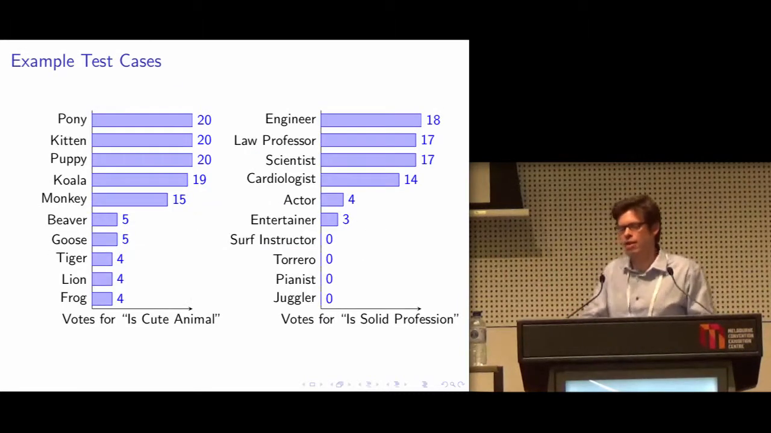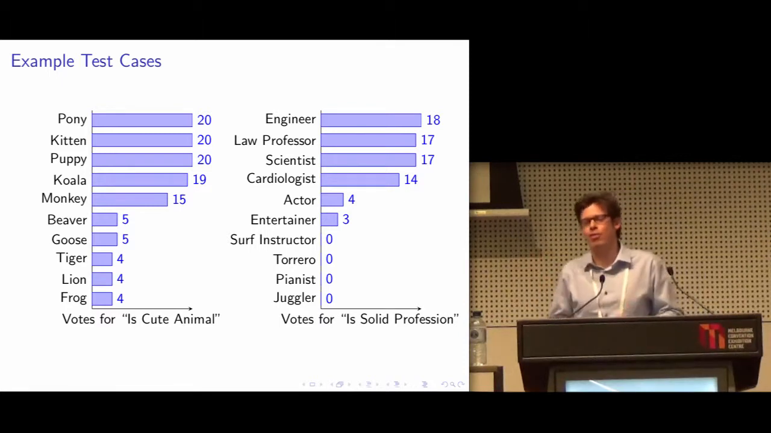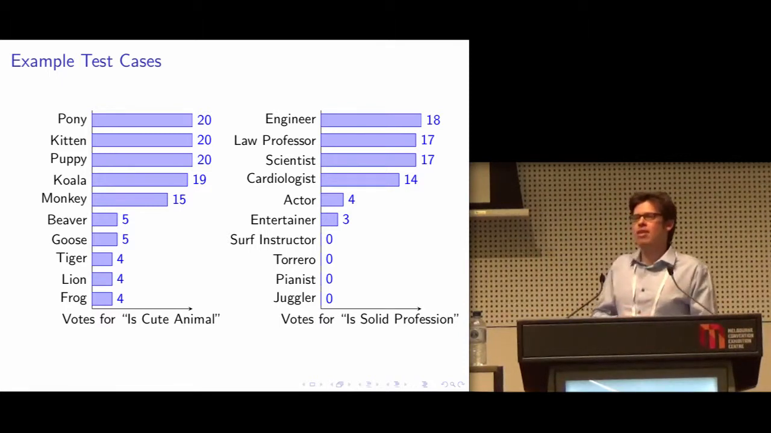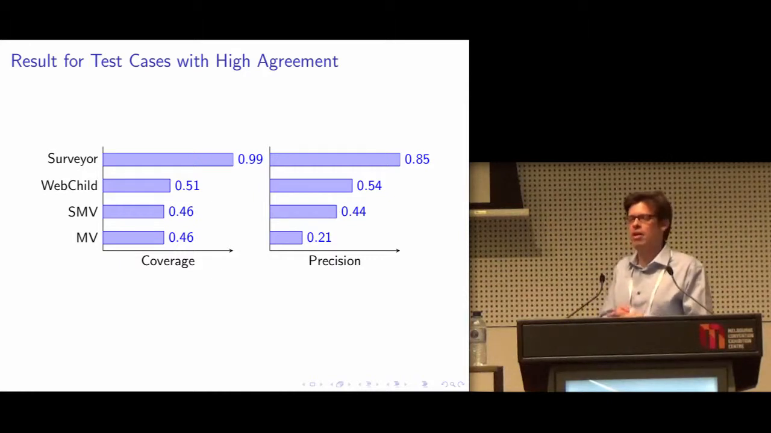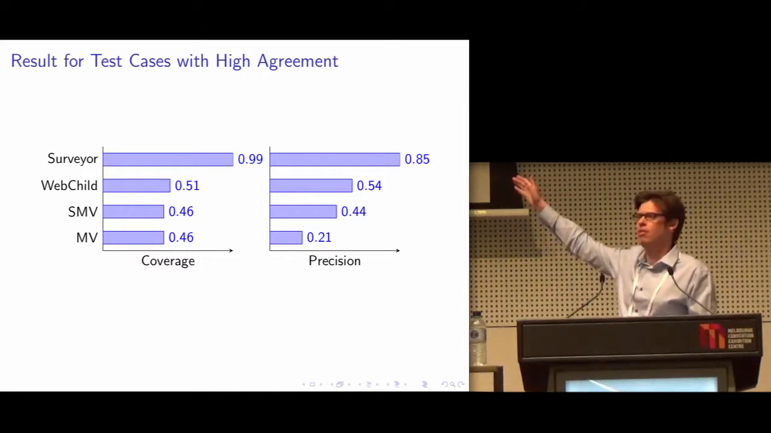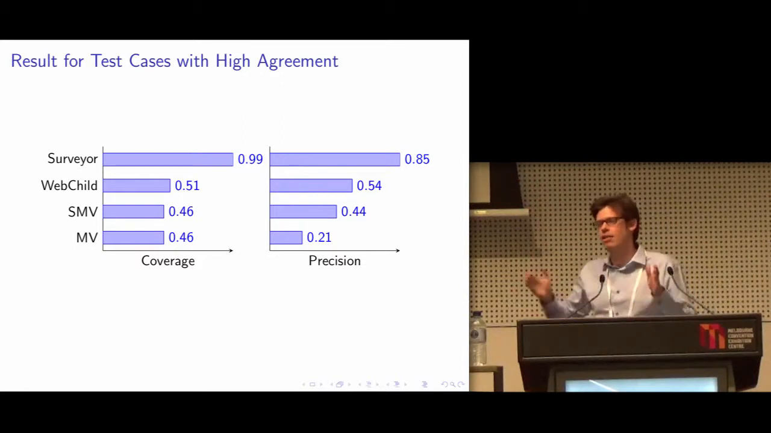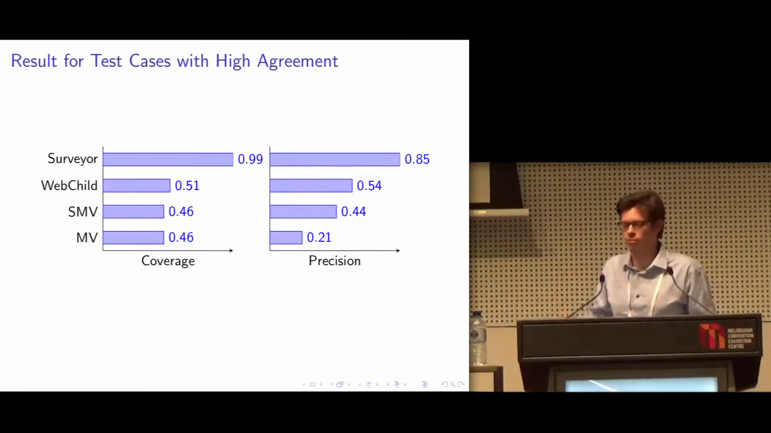And if you look at those test cases, here 2 examples, we see that there's actually quite a difference in terms of how high the agreement between different workers is. So like everyone agrees that ponies are cute, but people are not so sure whether monkeys are cute, for instance. And now we re-evaluate all the systems, and we take only test cases where the agreement between workers is very high, because those are typically the test cases which are more critical. And in that case, the performance of Surveyor even increases significantly, precision from 77% to 85%, while the relative gap to the other baselines increases even more.